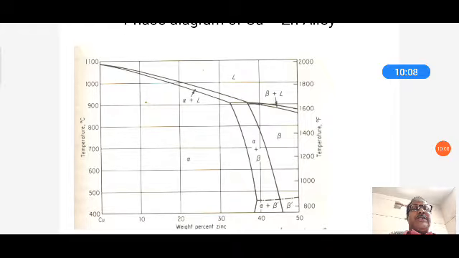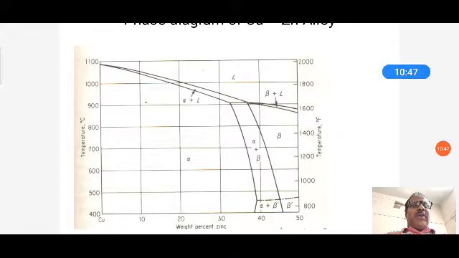There are single phase regions: the liquid, and single phase solid solutions alpha and beta. The two phase regions are alpha plus liquid, beta plus liquid, and alpha plus beta, the solid phases. That is the two phase region, and those are the single phase regions. Also, a maximum of 36% zinc dissolves in pure copper to form alpha solid solution. Alpha shows maximum ductility and strength.